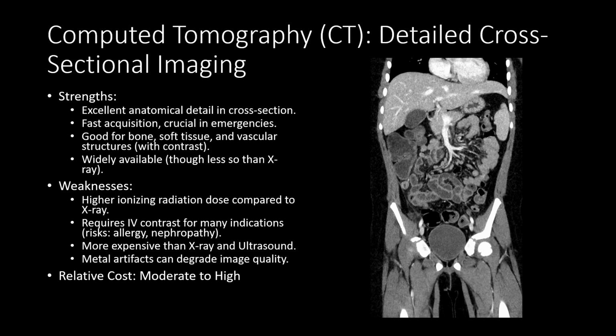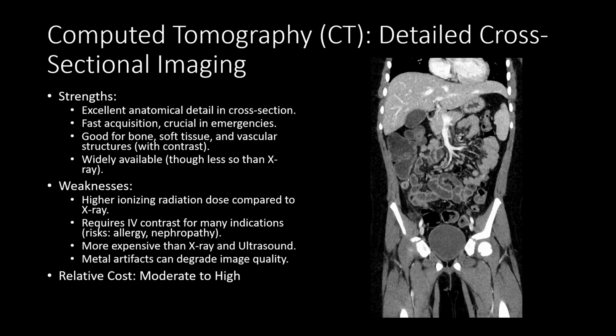Its strength is its excellent anatomic detail, and that anatomic detail is provided in cross-section. It's very fast to acquire. It only takes a few seconds to get a whole body CT, and therefore it's very good for emergencies, unlike something like MRI, which may take half an hour to an hour to acquire. It gives us very good differentiation of bone, soft tissue, and vascular structures, especially when we're using intravenous contrast. It's widely available. Most hospitals and outpatient centers are going to have a CT scanner, and it is also a relatively easy to interpret modality, meaning most board-certified radiologists are going to feel comfortable interpreting most types of CT examinations.